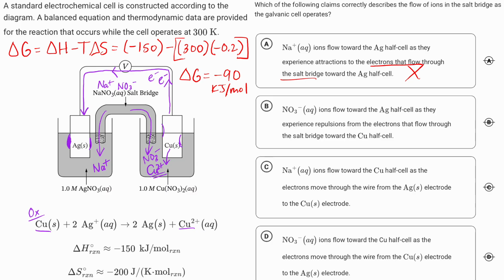B says nitrate ions flow towards the Ag half cell, which we just talked about how that's not true. Nitrate goes towards the copper half cell, so that's not true. C says Na plus ions flow towards the copper half cell, which is false because Na plus ions go to the silver half cell. And then D says nitrate ions flow towards the copper half cell, which is correct, as the electrons move through the wire from the copper electrode to the silver electrode, and that is the correct answer.